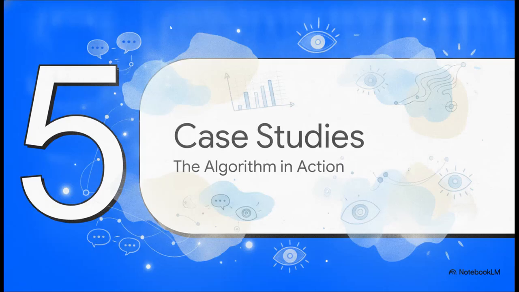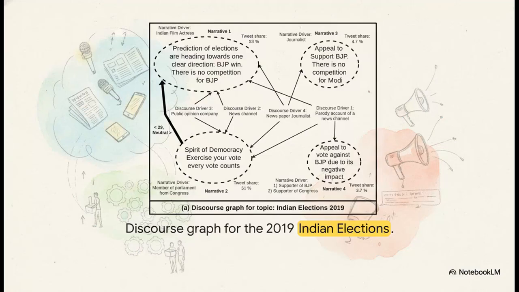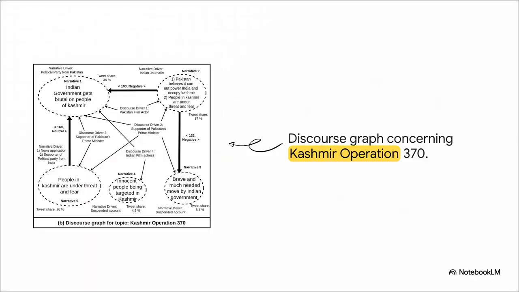Real-world case studies. Let's see this algorithm in action. When researchers unleashed this on the 2019 Indian elections, they found that one massive narrative held 53% of the total tweet share, and it was driven heavily by public opinion companies and news channels who were essentially structuring the entire debate. In the discourse surrounding Kashmir Operation 370, the model mapped out 5 distinct narratives, and it mathematically visualized heavy negative polarity, essentially plotting the intense disaffinity that was driving the conflict online.